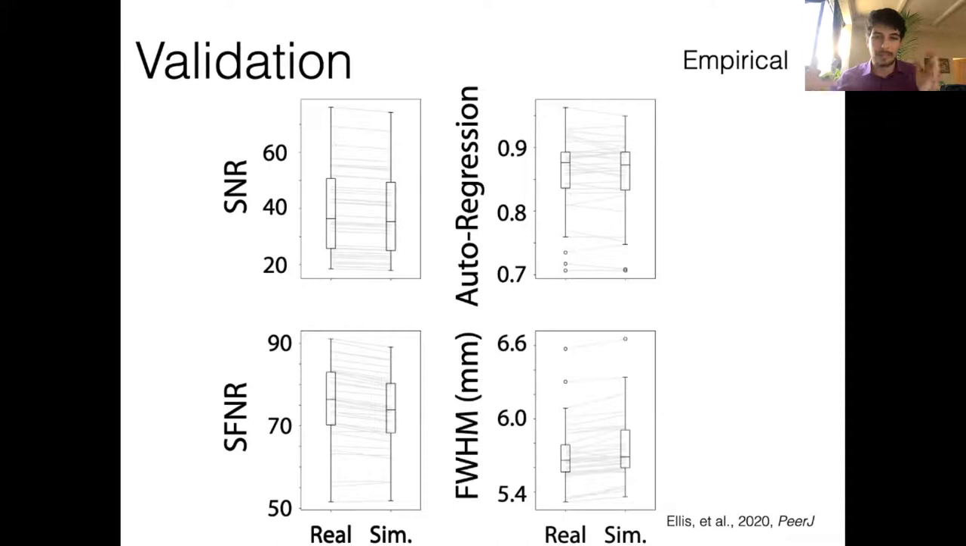So the simulation isn't perfect. If it was perfect, all of these lines would be horizontal. But it is in the ballpark of an appropriate simulation. Particularly within individual variance, or capturing the uniqueness of the individual, it's doing that pretty well. And so the simulation is pretty good at recovering the noise properties of real data.